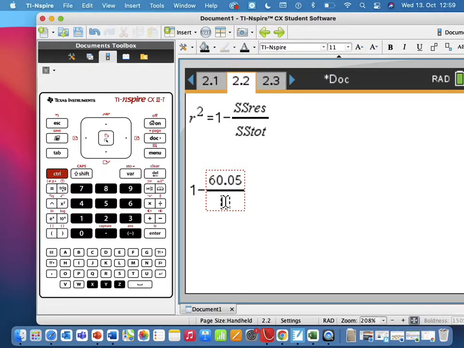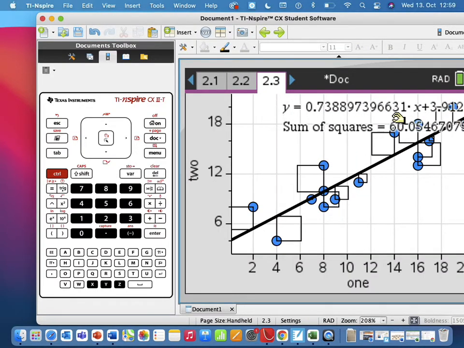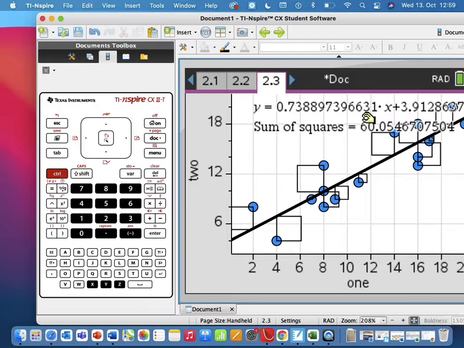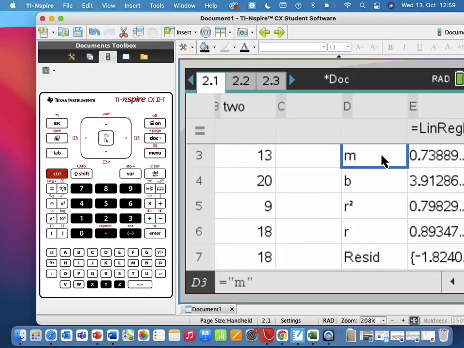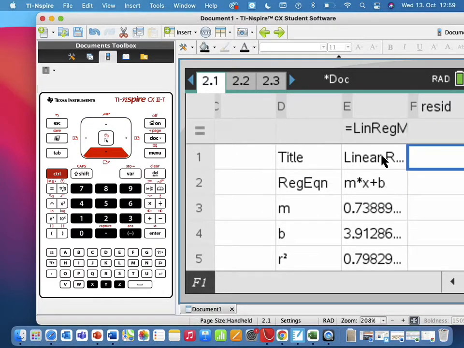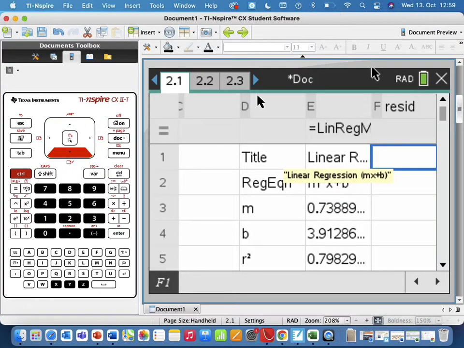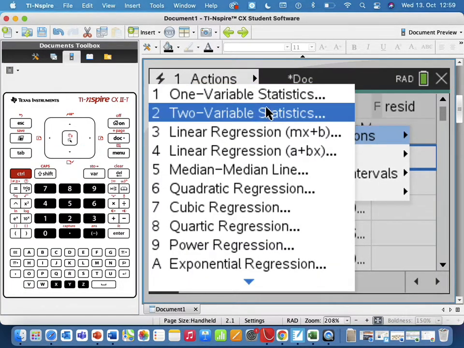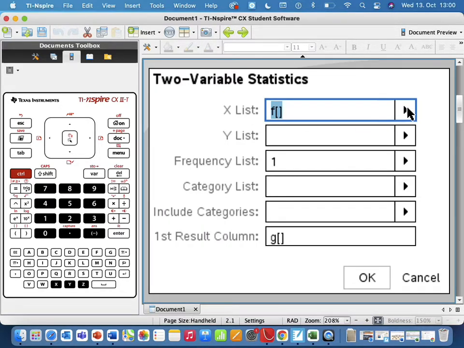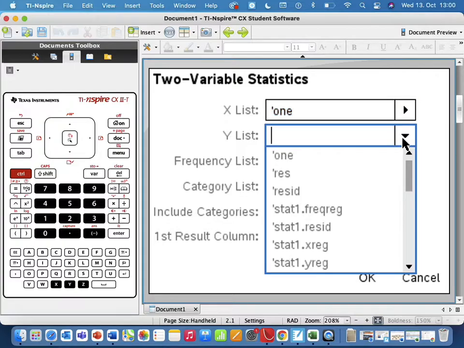But we can find SStot. Now we're going to get the SStot not from the graph. That was SSres, the sum of square residuals. If I go back to my spreadsheet, and then instead of linreg, I'm going to go to a different menu and a different function. So watch: menu, statistics, stat calc, and it's 2 variable statistics. Now again, the 2 variable statistics menu is really only for linear regression. Now in here, this was 1 again, I think, wasn't it? 1 and 2.